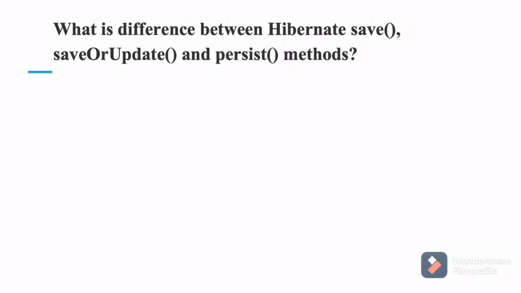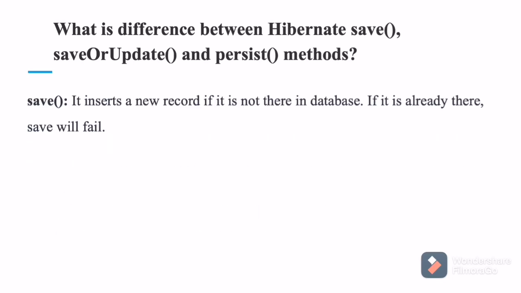What is the difference between save, saveOrUpdate and persist methods? All these methods are used to save some data in the database, but there are some differences. Let's see them. First, the save method.